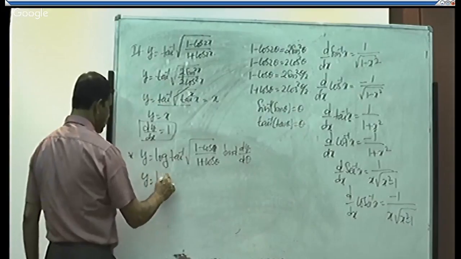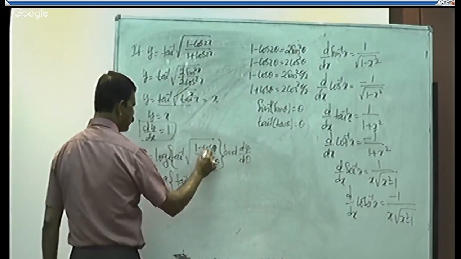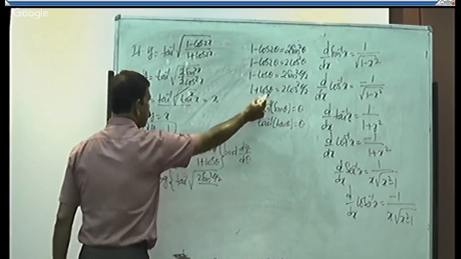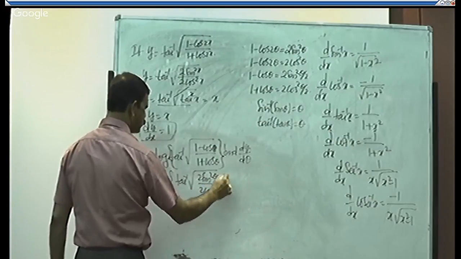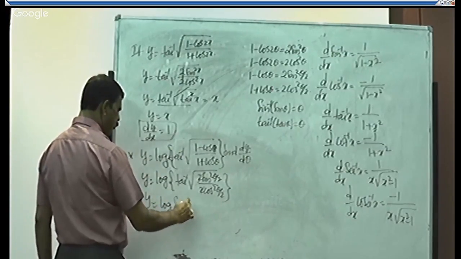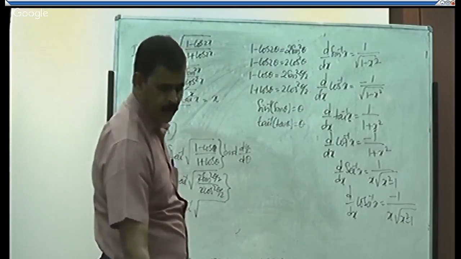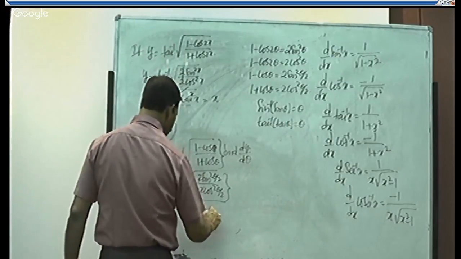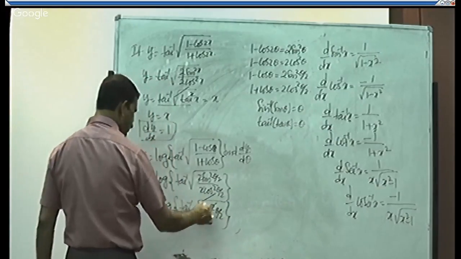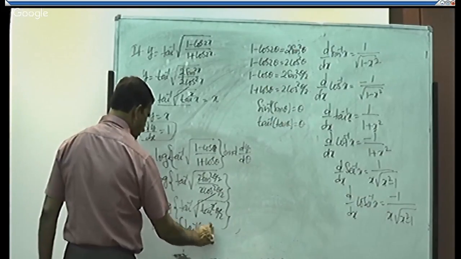So y is equal to log of tan inverse of root of 1 minus cos theta by 1 plus cos theta. 1 minus cos theta is 2 sin square theta by 2. 1 plus cos theta is 2 cos square theta by 2. Right? The 2 cancels. Y is equal to log of tan inverse of root of sin square by cos square, which is tan square theta by 2. The square root gets cancelled. So it becomes log of tan inverse of tan theta by 2.